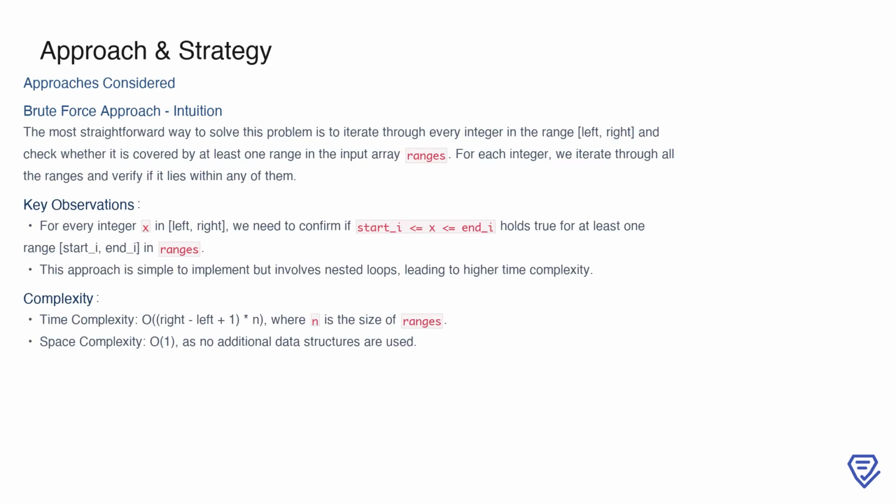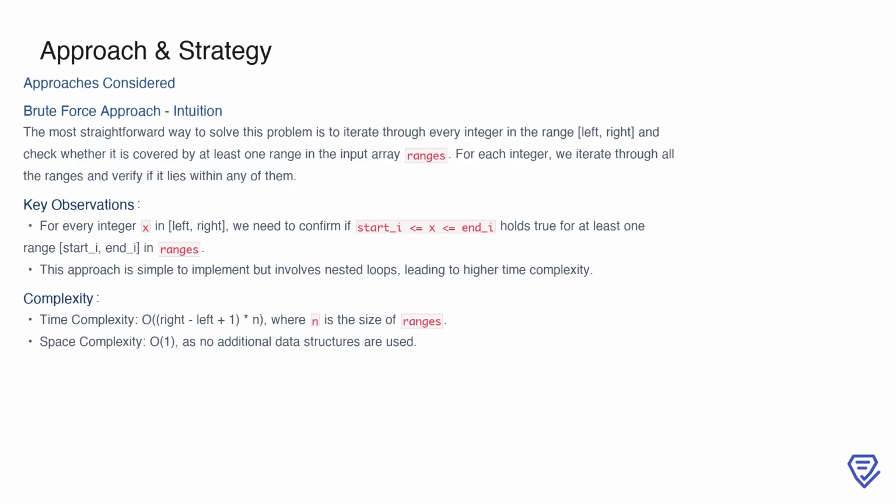To start, the brute force approach is the most intuitive way to tackle this problem. Here, we iterate through every integer in the range, left, right, and check if it is covered by at least one of the ranges provided in the input array. For each integer, we examine all the ranges and verify whether the integer lies within any of them. This is done by confirming if the condition start_i <= x <= end_i holds true for at least one range, start_i, end_i, in the list.